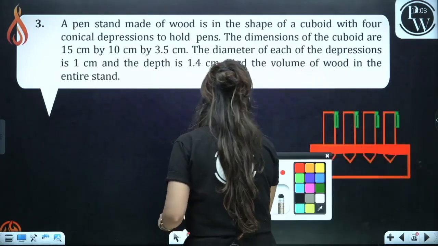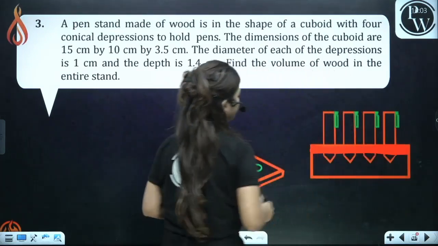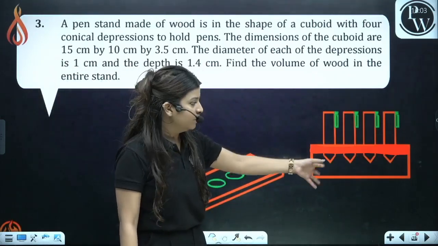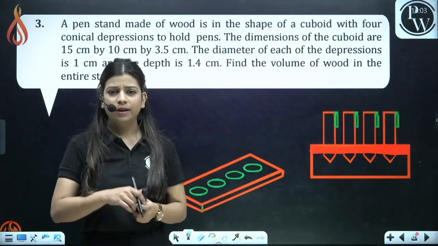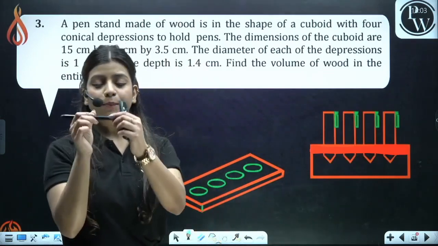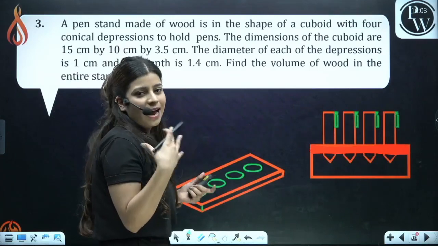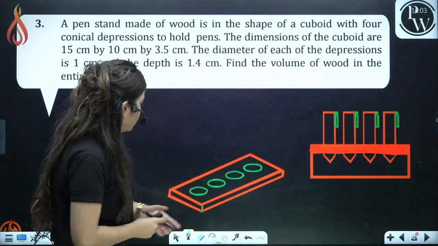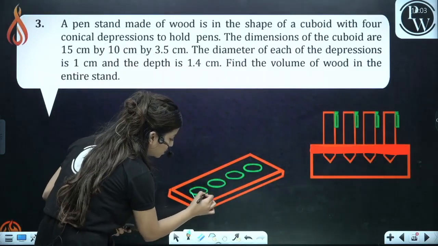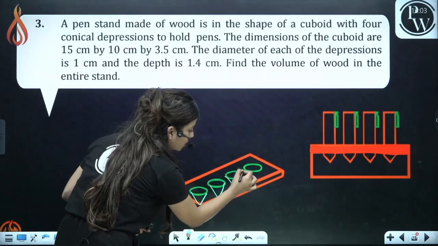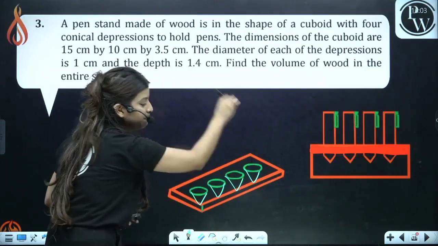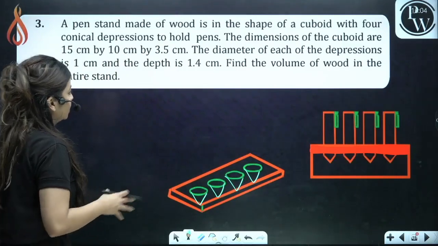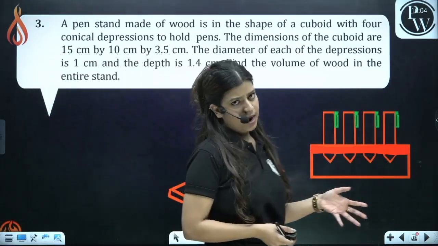Sorted now. See, now what I am discussing is this pen stand. You can see that the stand is cuboidal and the pen has a conical tip, like pencils and pens have a conical tip. So basically what does the stand have? This stand has conical depressions in it, right? As you can see, these are the conical depressions which the pen stand has. So I can just come, hang up my pen here, and things are good to go. But what do I have to calculate here? The volume of wood in the entire stand.